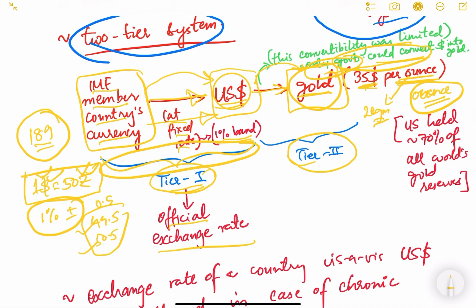Now what was the reason that the US dollar was chosen? Because at that time the USA became a super rich country, the richest country in the world, and it held 70% of the total gold reserves. Can you imagine this? At that time, 70% of the world's gold reserves were with the US. So 70% of the world's gold was with the USA.